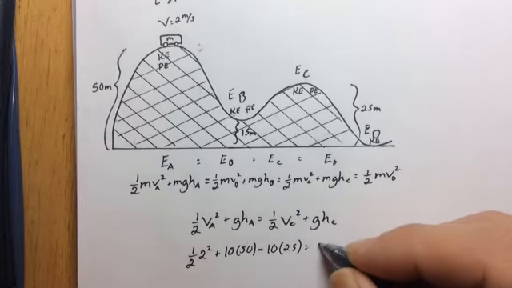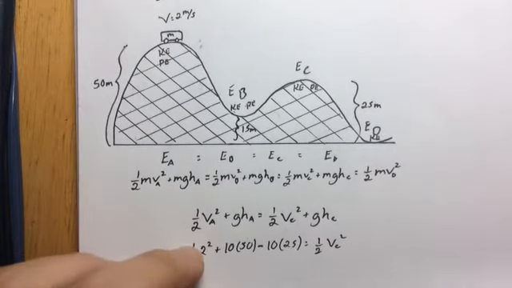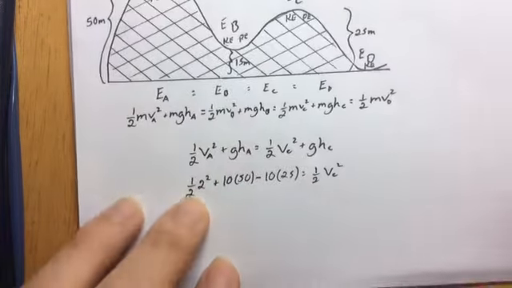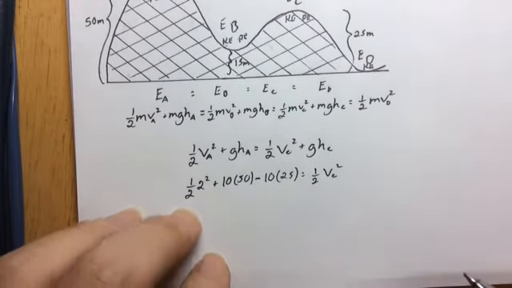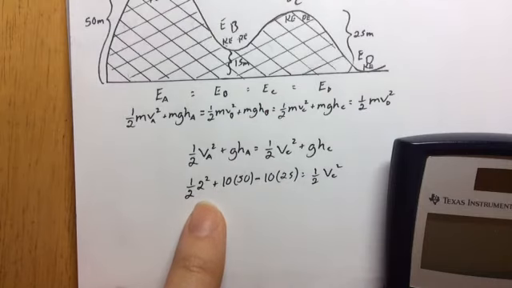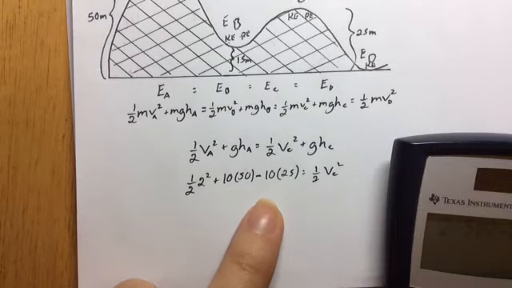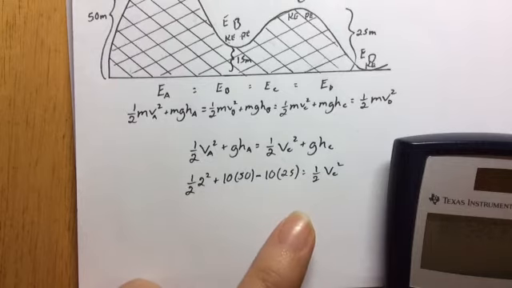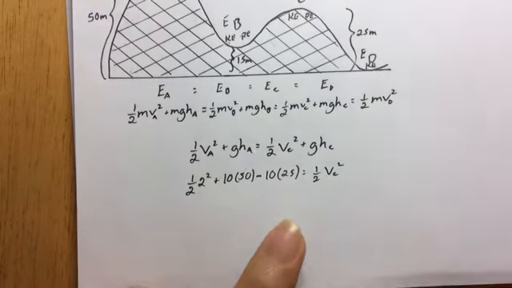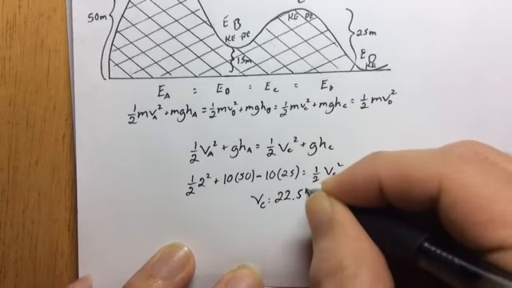And this is equal to 1/2 the velocity at C squared. All right, and so if I wanted to solve this for the velocity at C, I would take whatever I get here, multiply it by 2, and then square root it. So I have 2 squared, which is 4, 4 divided by 2, which is 2, plus 50 times 10, so 500, minus 10 times 25, so 250. I'm going to multiply that by 2, and I'm going to square root that. And I get 22.5. So the velocity at C is equal to about 22.5 meters per second.